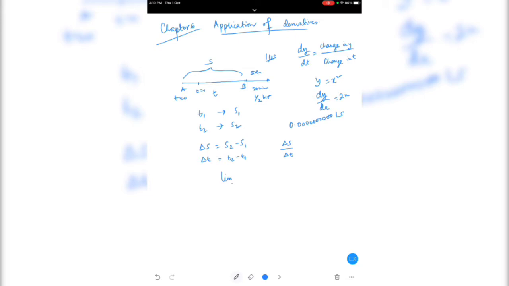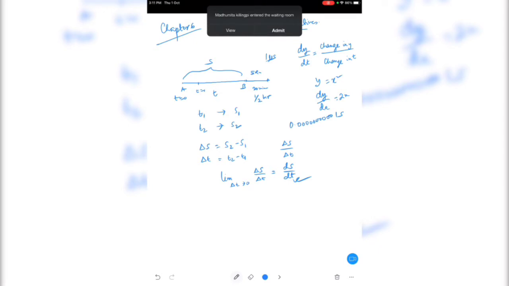Look here, limit del t tends to 0. Del t tends to 0 means what? The change in time is very, very small, so I am tending it towards 0. Del t is not equal to 0, del t tends to 0, del s by del t. If the time is very, very small, what is the rate of change of distance with respect to time? That is given by ds/dt, and that's where differentiation comes in. Am I clear? Understood? Yes or no?